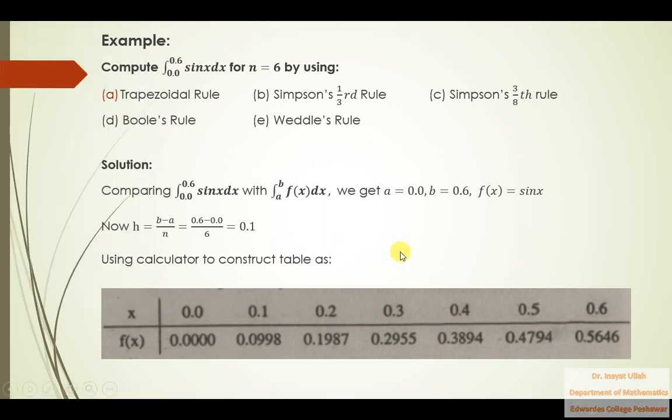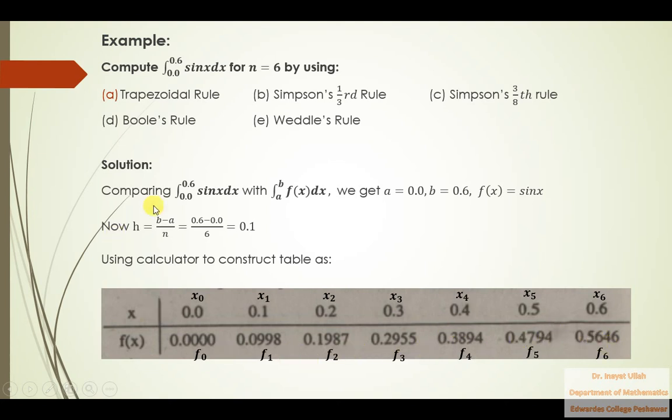Now what are the values for the x i's? These are the values for the x i's. 0.0 is x0, 0.1 is x1, 0.2 is x2, 0.3 is x3, 0.4 is x4, and so on. And corresponding to these values of x i's, these are the values of f i's. This is x0, so this is f0. If this is x1, this is f1, x2, f2, x3, f3, x4, f4, x5, f5, x6, f6. So these are the function values.